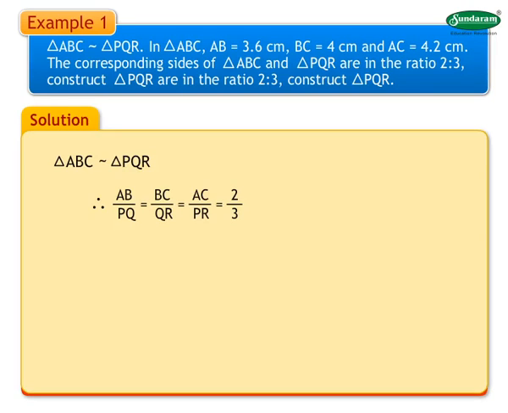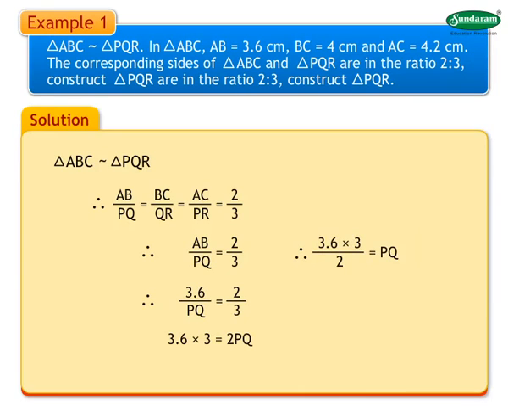To find the length of PQ, it is given that AB upon PQ is equal to 2/3. Now, by substituting the value of AB as 3.6, we get 3.6 upon PQ is equal to 2/3. Now, by cross multiplying, we get 3.6 into 3 is equal to 2 into PQ. Therefore, 3.6 into 3/2 is equal to PQ. 10.8 upon 2 is equal to PQ. Therefore, 5.4 is equal to PQ. Thus, PQ is equal to 5.4.